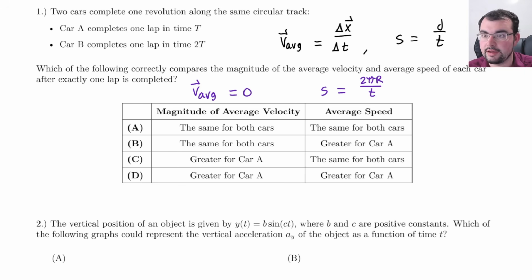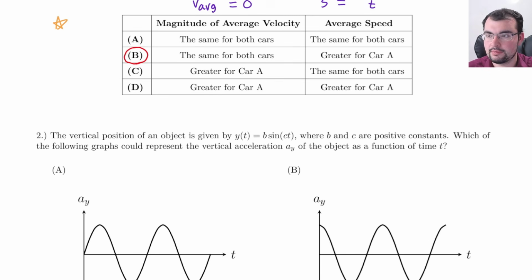So looking there, the magnitude of the velocity is the same for both cars. And then for the average speed, car B takes longer to do it, so the average speed must be larger for car A. So pretty easy to start off here. We'll call that level 1 for sure.